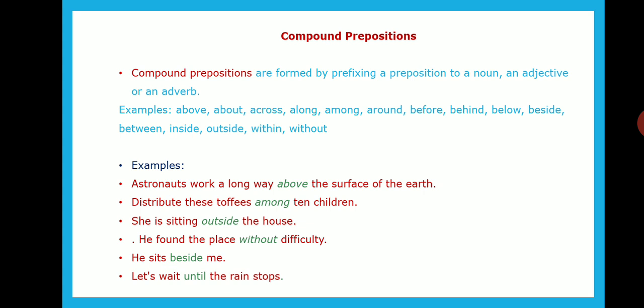It is not a very simple word like the simple preposition, but these are a bit lengthy in spelling. So these kinds of prepositions are compound prepositions. Other examples will be without, beside, until, around, behind, between. All these are compound prepositions. I hope it is clear for you.